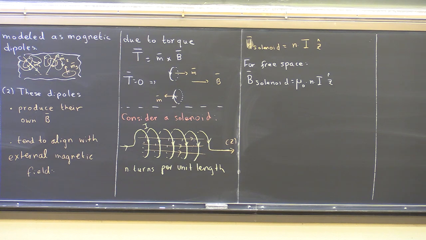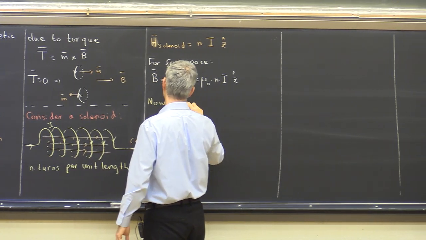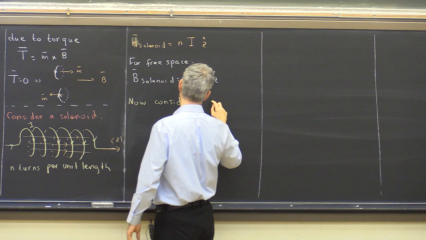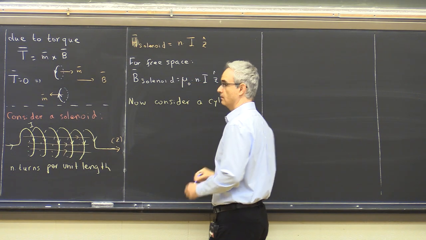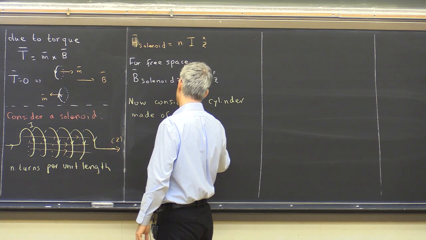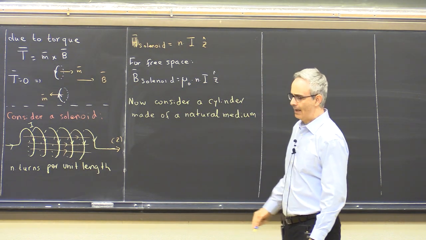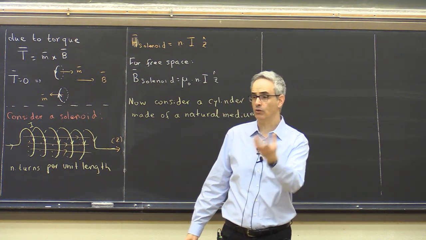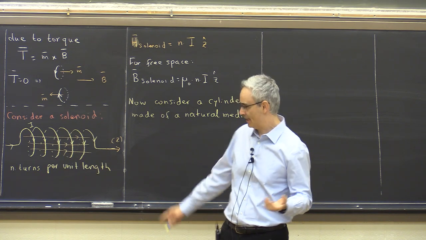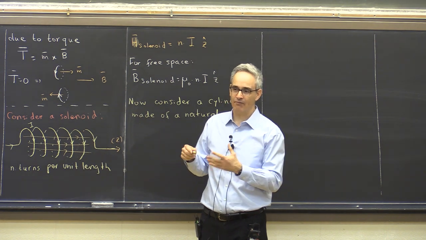Independently, I take a cylinder made of a natural medium, let's say iron, some metal, or maybe plastic. So a solid cylinder, medium. You may be thinking of this as the core of an electromagnet, because this is really the most basic, most fundamental form of an electromagnet.